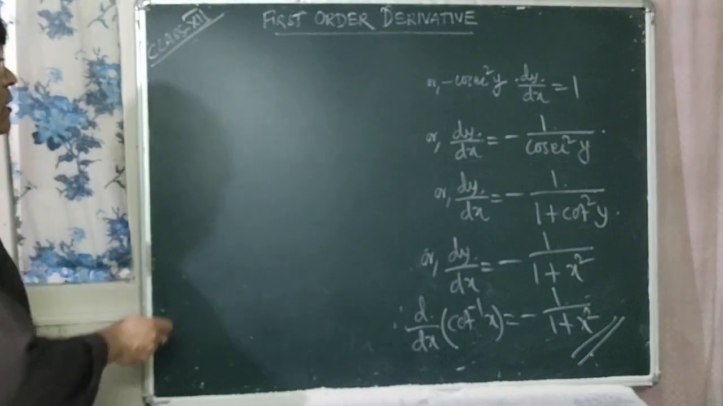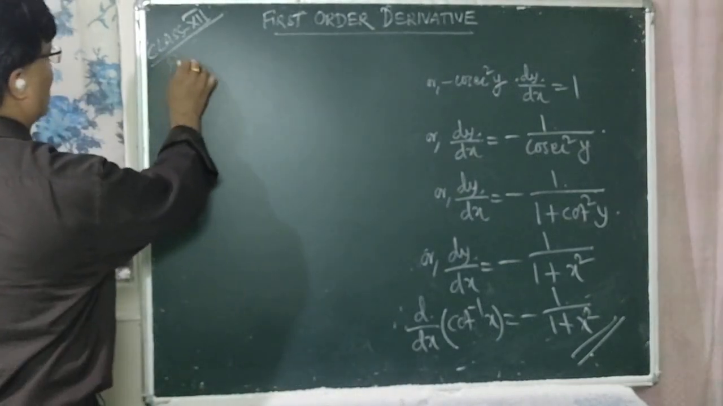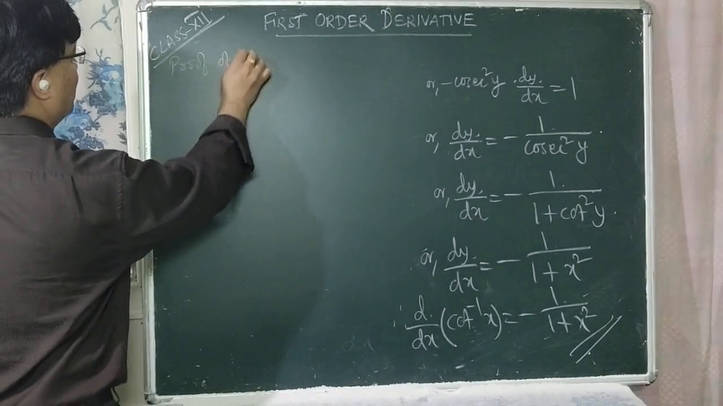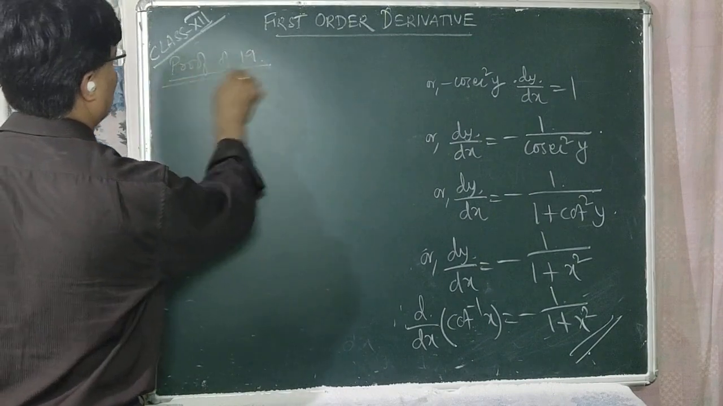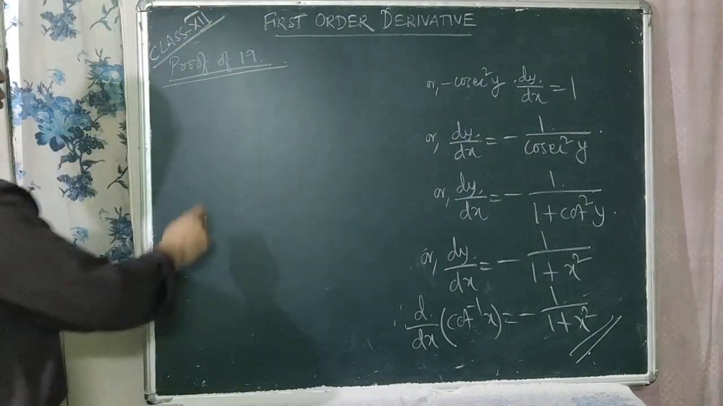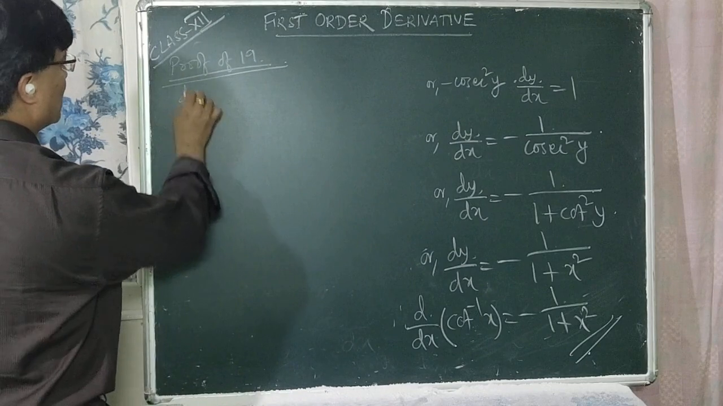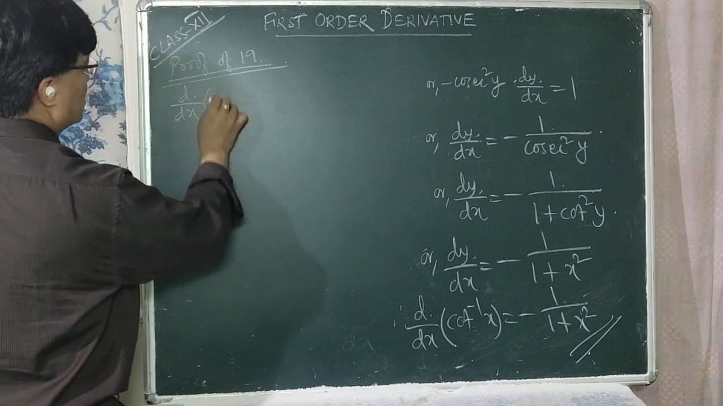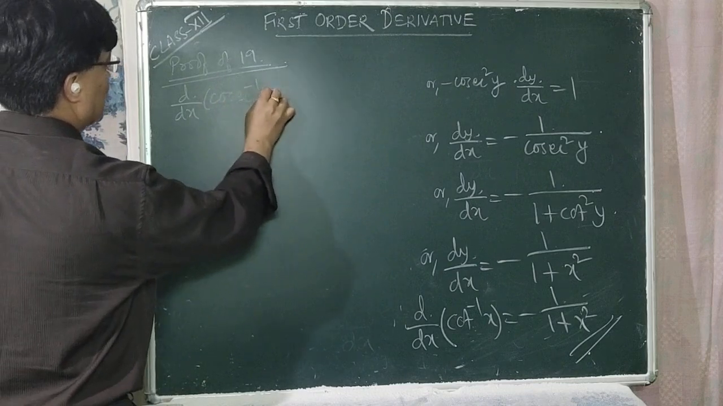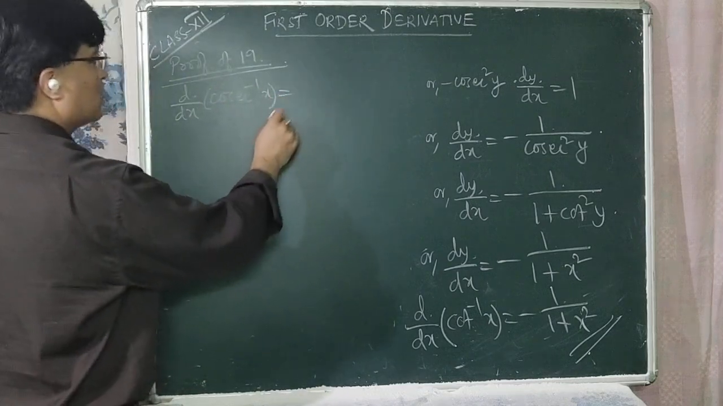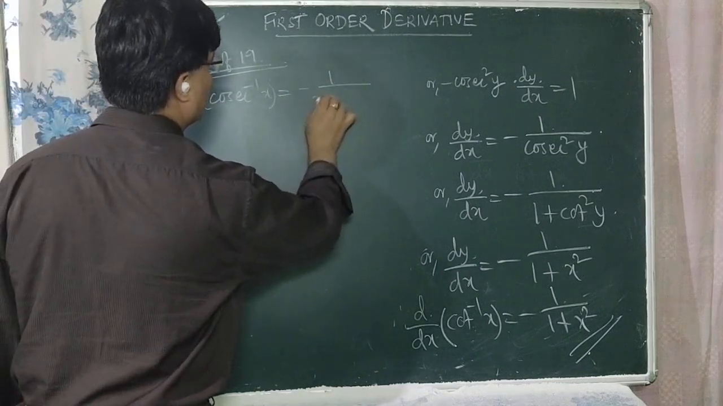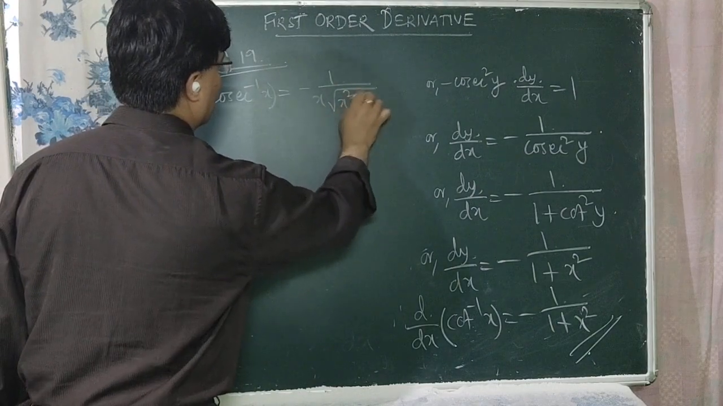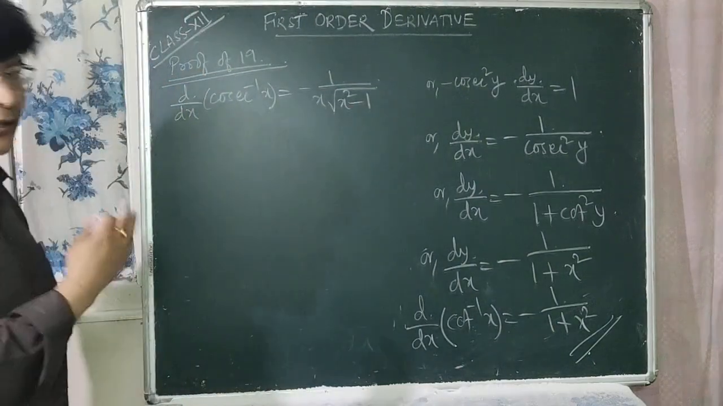So let us prove number 19. That is proof of 19, right? So what is formula number 19? dy by dx of, it was cosec inverse x, is equal to minus 1 upon x root over x square minus 1. Let us prove it now.